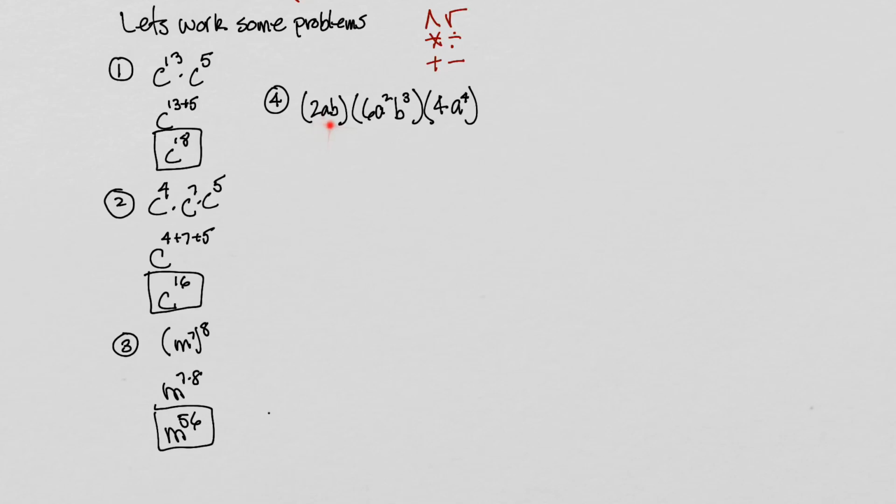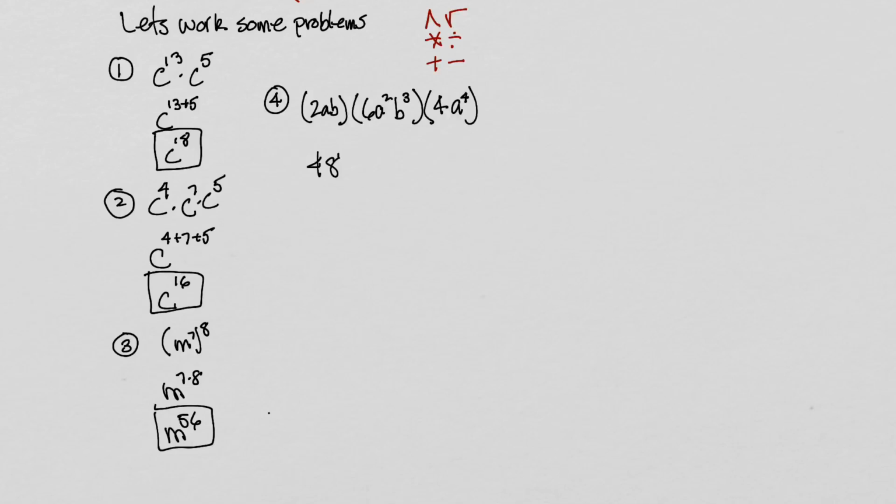Now, in problem number 4, we got this big multiplication, but notice it's all multiplication. This times this times this. There's no additions or subtractions, so I'm just going to multiply using that addition rule. So let's try this. It's going to be 2 times 6 is 12, times 4 is 48.